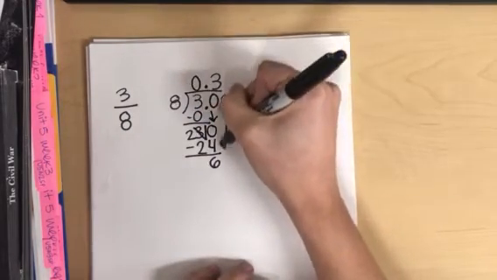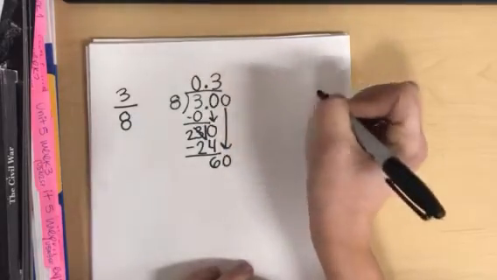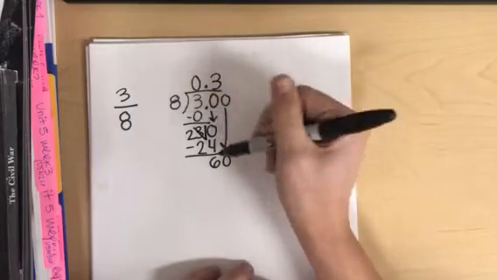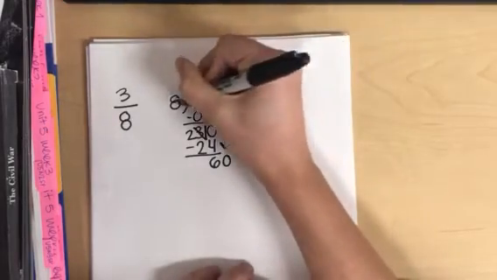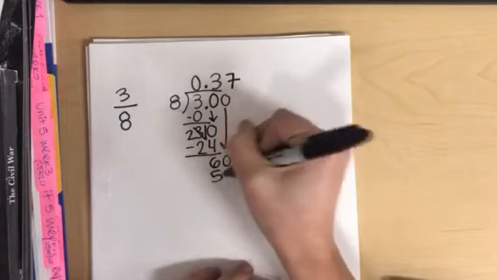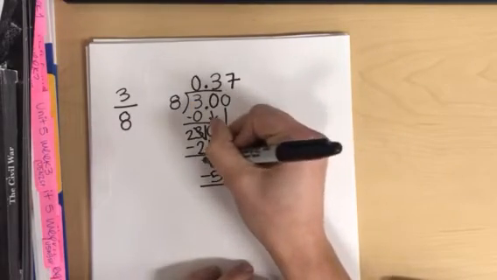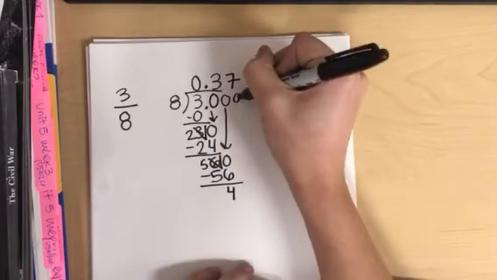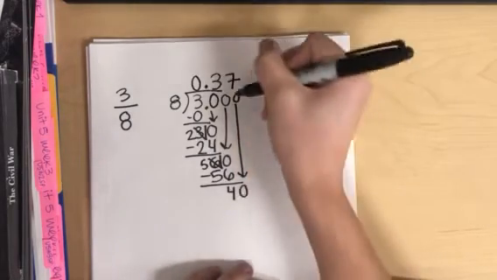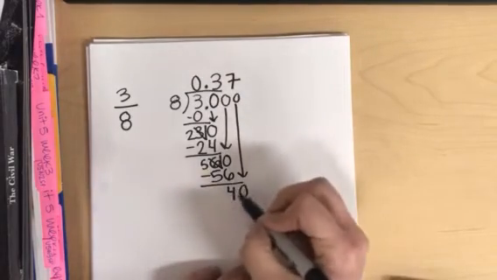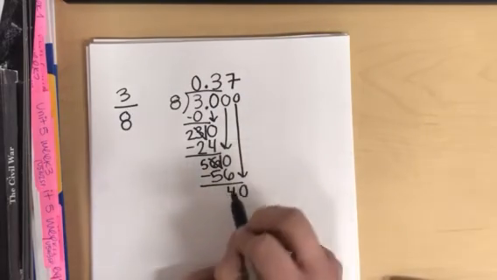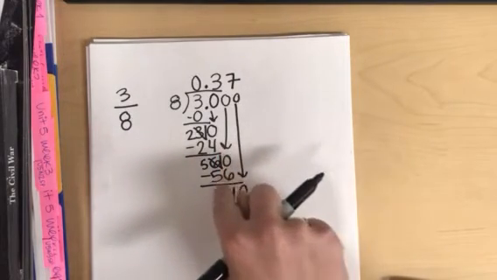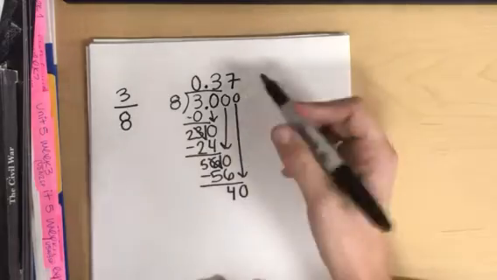Then you're going to bring down another 0. Remember, you can add as many zeros as you want this way, because it doesn't change the value. 8 goes into 60 7 times. 8 times 7 is 56. You're going to have to borrow again. 10 minus 6 is 4. Bring down another 0. You're going to keep bringing down zeros until you have nothing else here. It's 0. Or until you notice that there's a pattern, a repeated pattern.